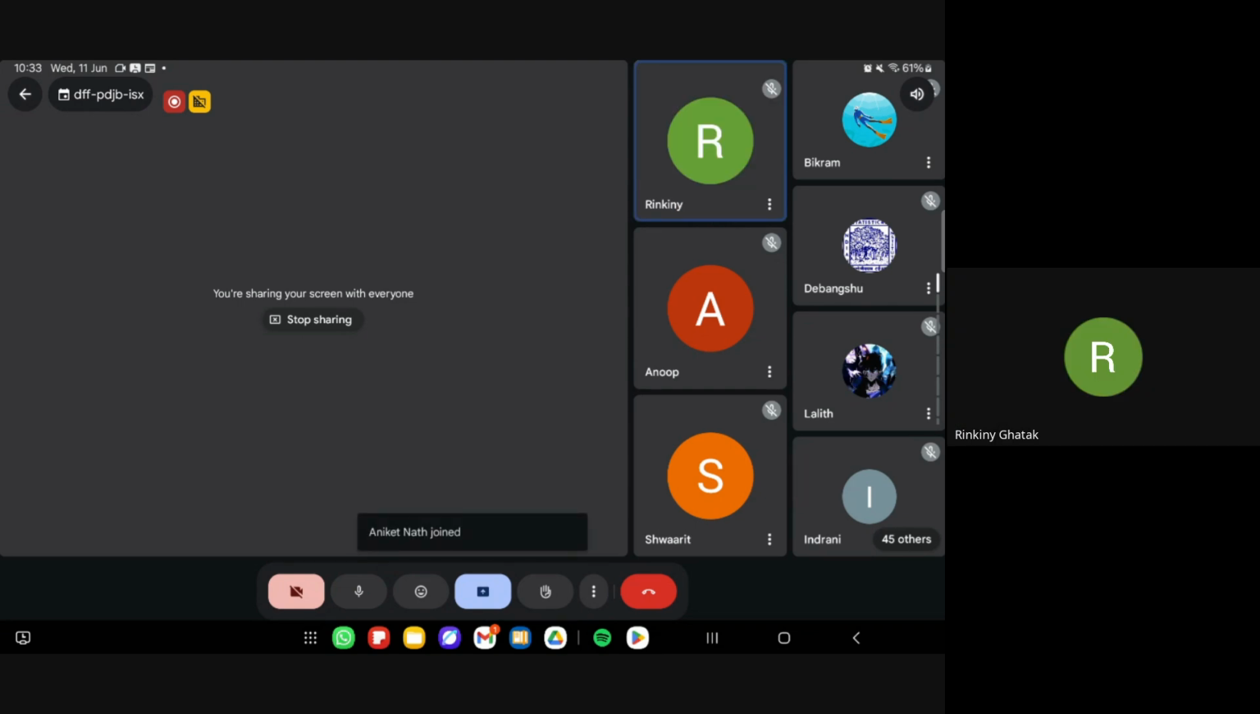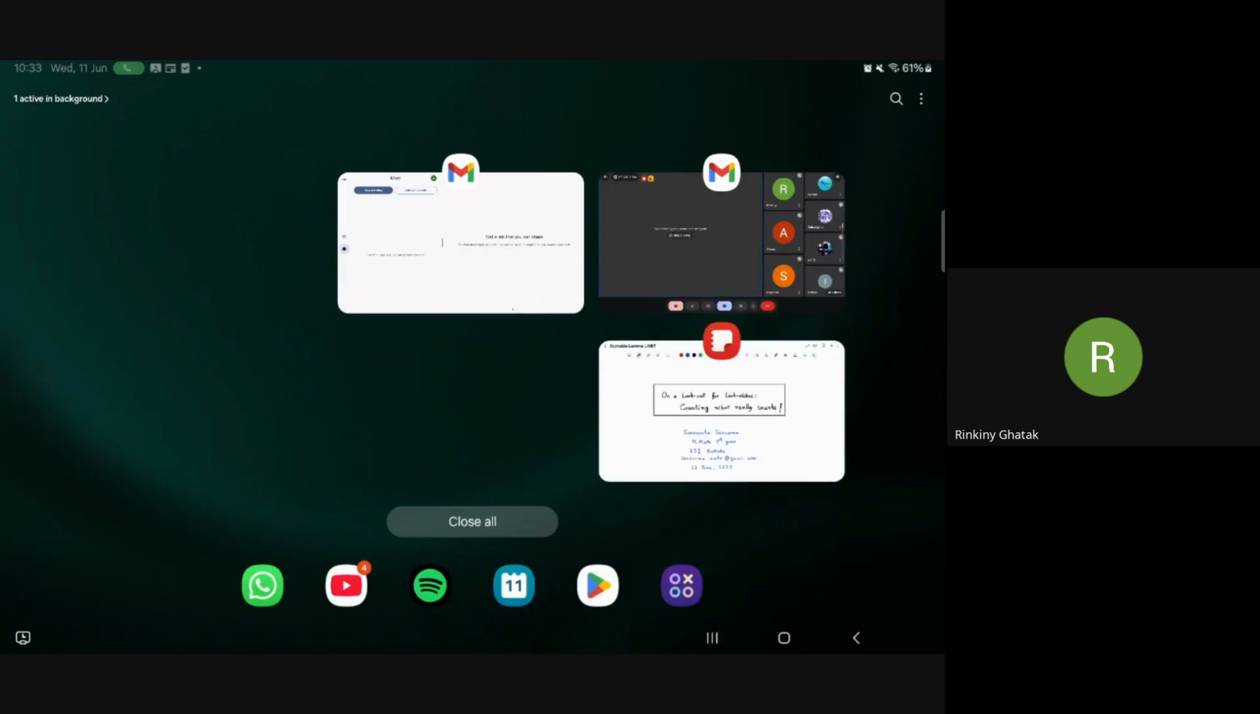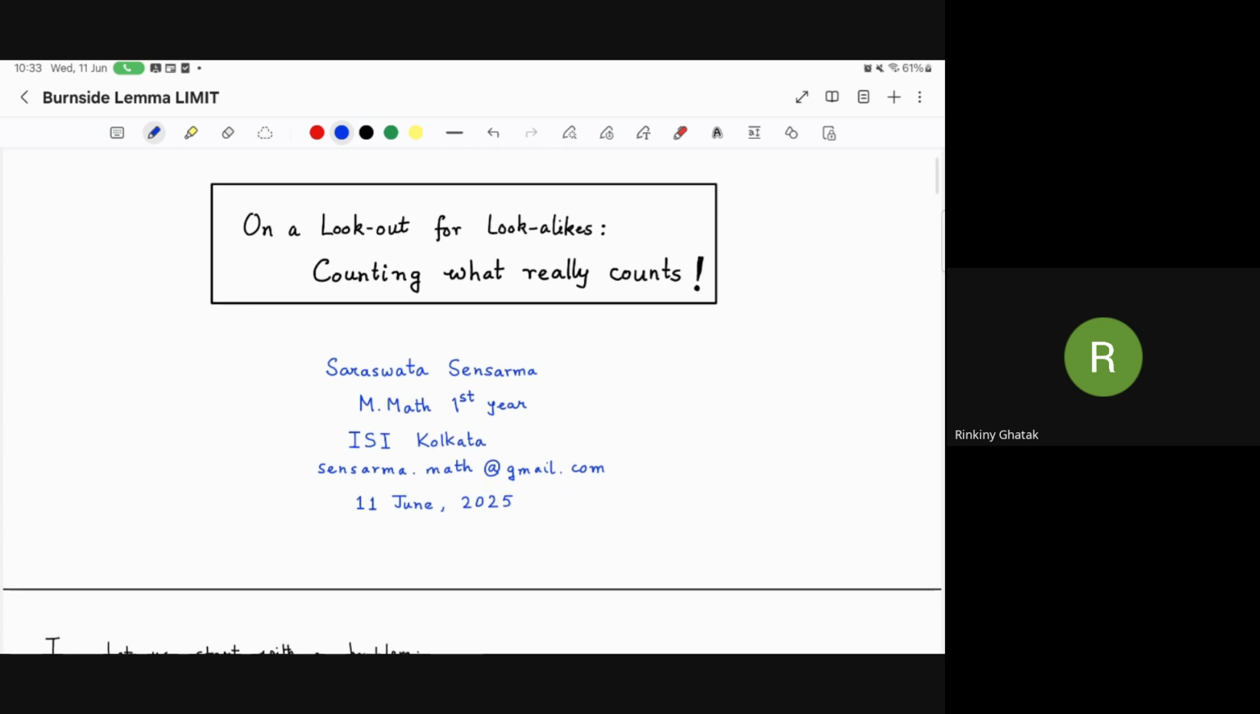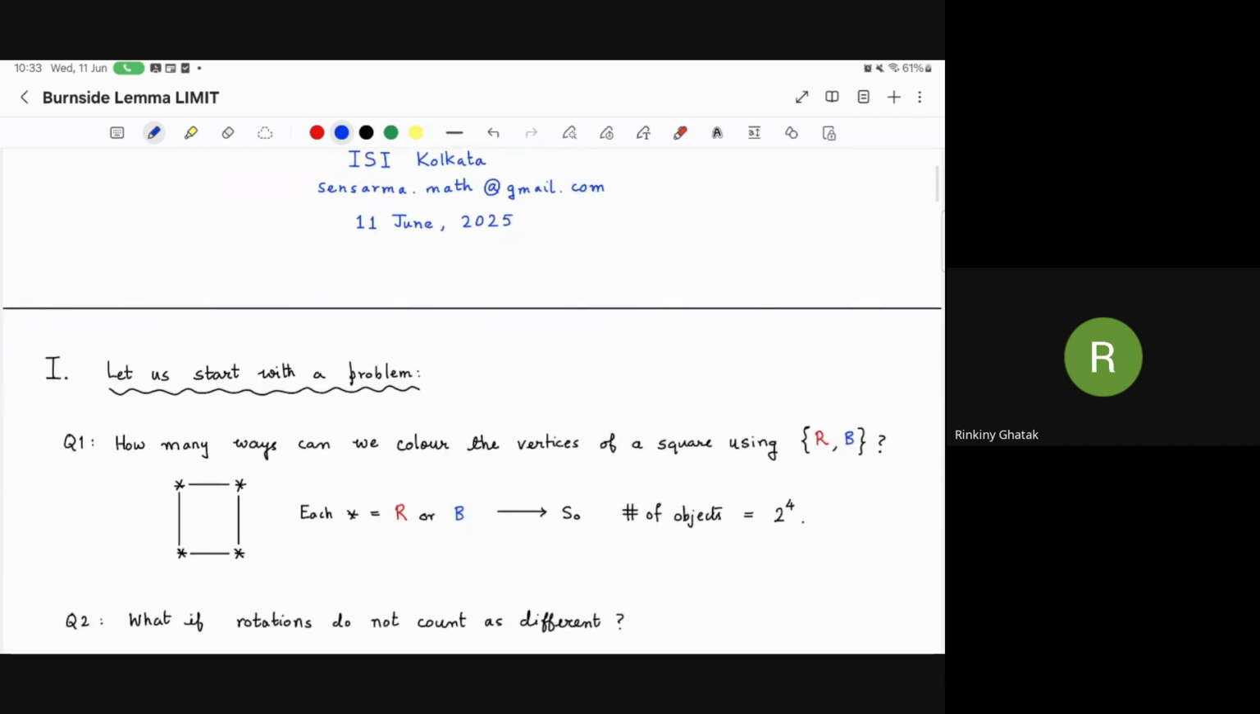So I'll start. And one note, don't worry about taking notes. I'll send this entire PDF because there are loads of pictures here, which are hard to take notes of. Anyway, the title is Look Out for Lookalikes, and you want to avoid double counting, or multiple counting. But let's go one by one. Let's start with a problem.